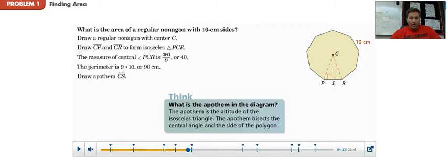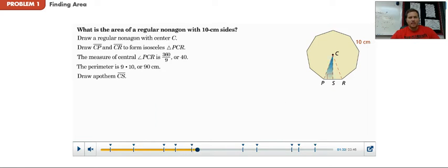And we have an apothem. Remember, our apothem goes from the center and creates a right angle with the side, and it also bisects the angle and it bisects the side. So we dealt with that in our last lesson. And if we are trying to figure out what half of that angle is, we're going to take half of 40, and that's going to give us 20 degrees right here.